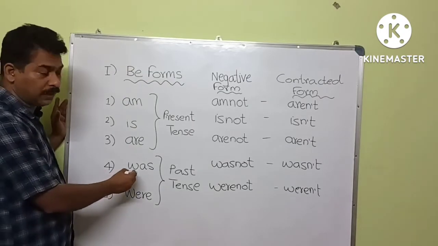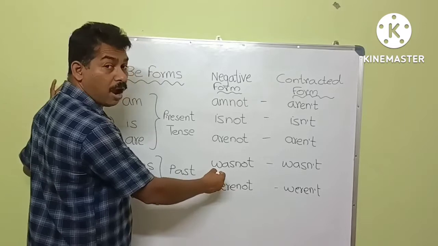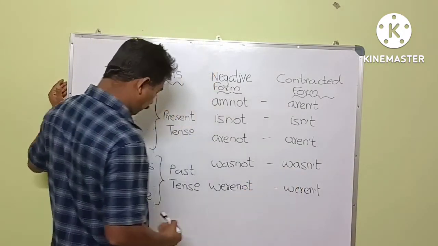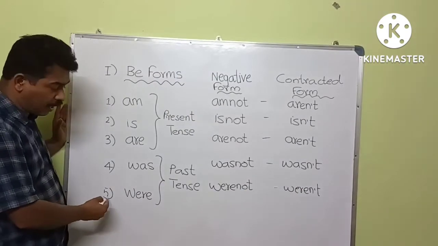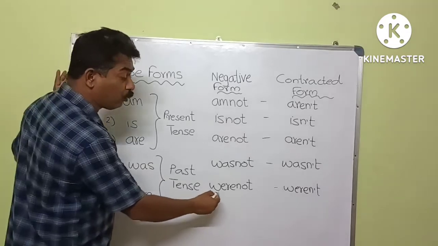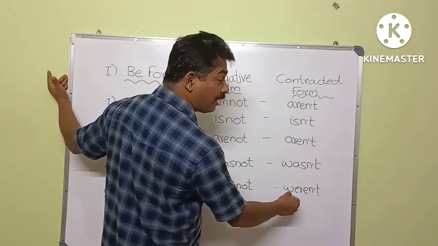Fourth one, was. Negative form is was not. Contracted form is wasn't. Fifth one, were. Negative form is were not. The contracted form is weren't.